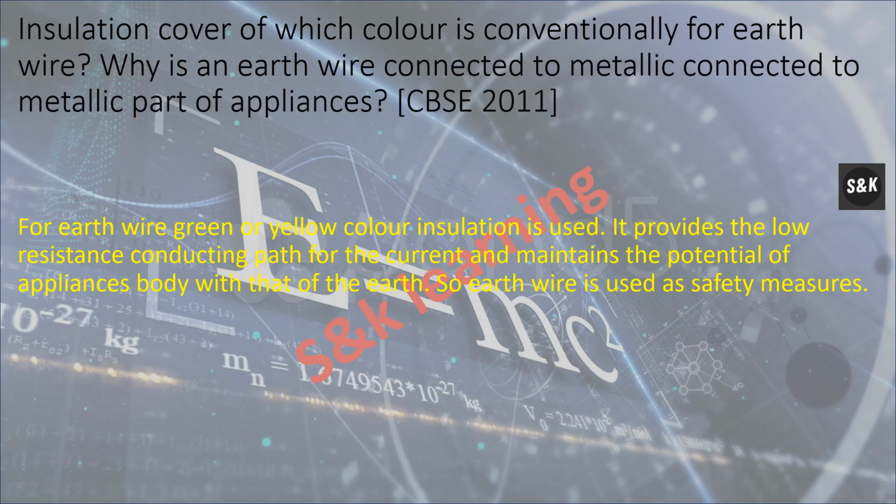Insulation cover of which color is conventionally used for earth wire? Why is an earth wire connected to the metallic part of an appliance? For earth wire, green or yellow colored insulation is used. It provides a low resistance conducting path for the current and maintains the potential of the appliance body the same as that of the earth. So earth wire is used as a safety measure.